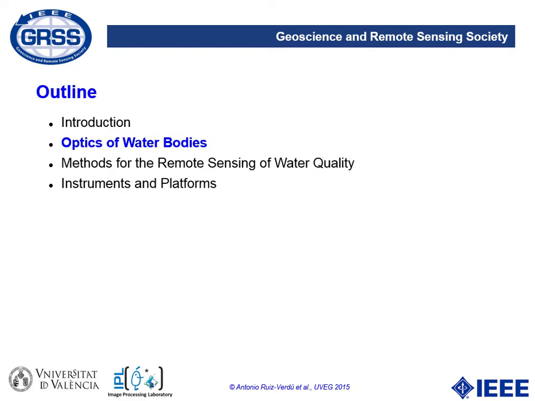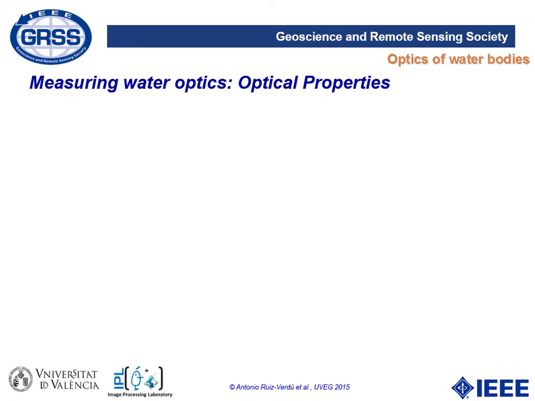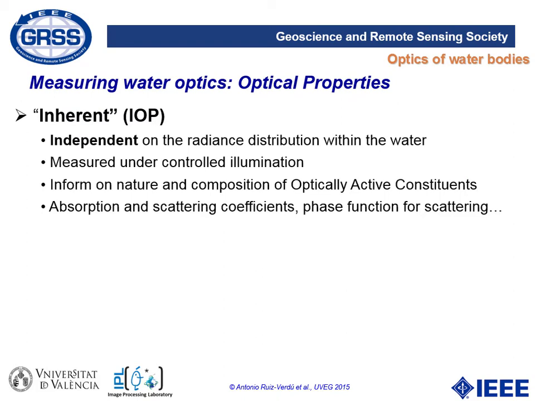Now, we will see the main optical properties of water bodies. Well, when measuring water optics, there are two groups of optical properties. The first are called the inherent optical properties, or IOPs, which are called inherent because they are measured in a way that is independent of the radiance distribution within the water.